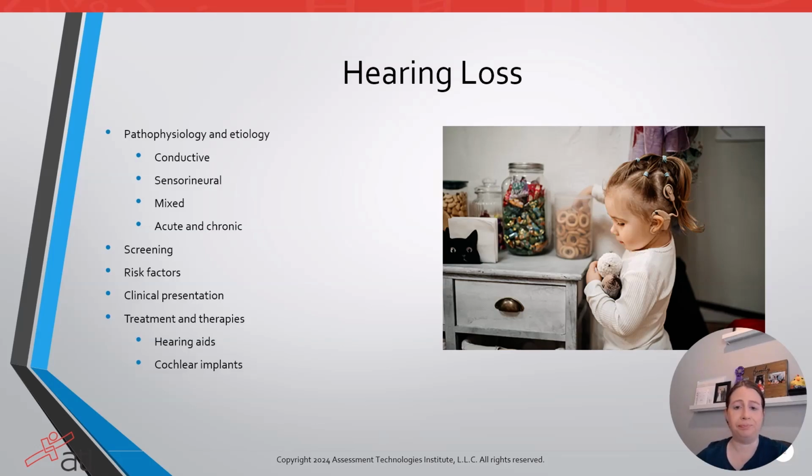So there's a huge spectrum of what kind of treatments and therapies you use, and so it requires a lot of collaboration with the family and conversations about their goals and what they want for their child.